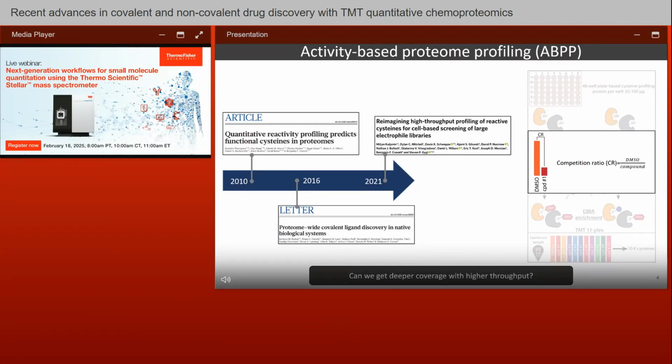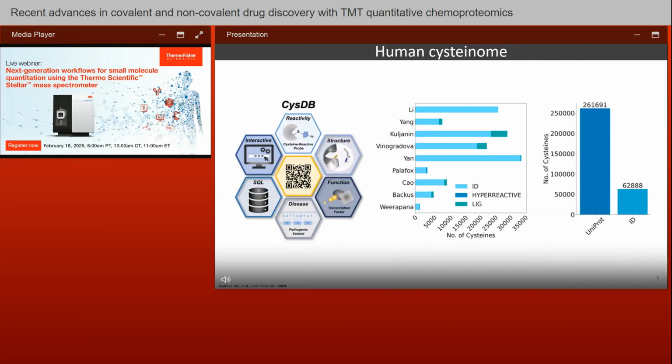You may think that 10,000 reactive cysteines is a big number, but if you consider how many cysteines are in the human proteome, we're barely scratching the surface here. Based on this nice paper, there are probably 260,000 human cysteines, and we are barely scratching probably 10,000 here and there. So that highlights the room for improvement, right? And also, instead of 48-well plate, can we do 96-well plate? Because ideally, when you do high throughput screening, it's going to be 96-well or even 384-well plates.